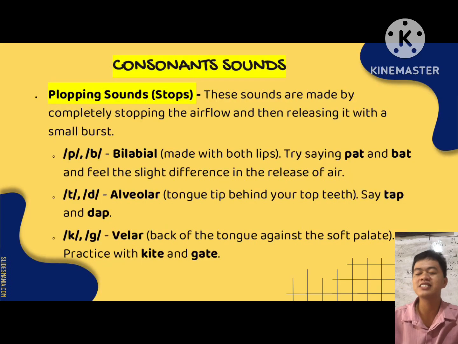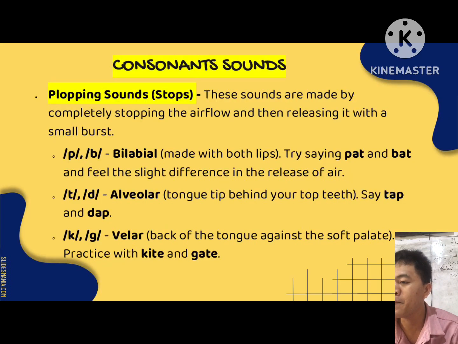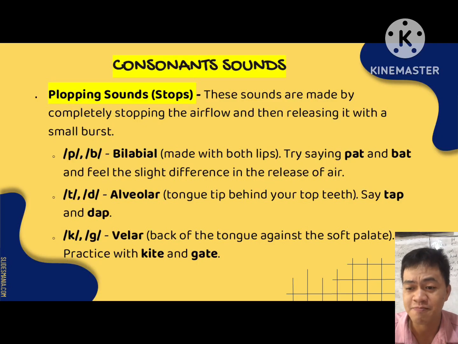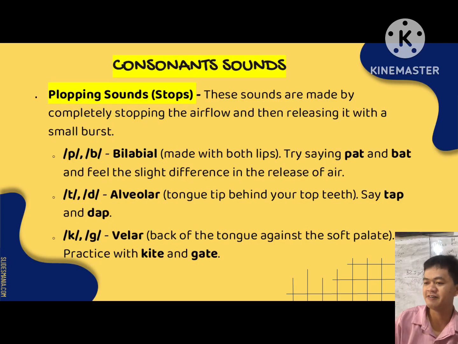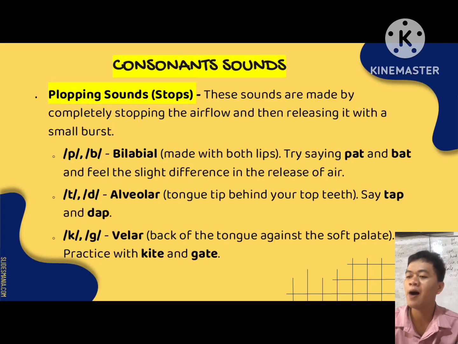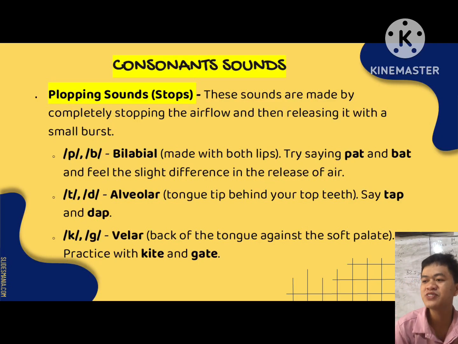The first one is our popping sounds or the stops. That's our manner of articulation. So the stops are sounds made by completely stopping the airflow and then releasing it with a small burst. Just like we completely stop the way we speak, and then we produce sound out of that. So that is our manner of articulation.